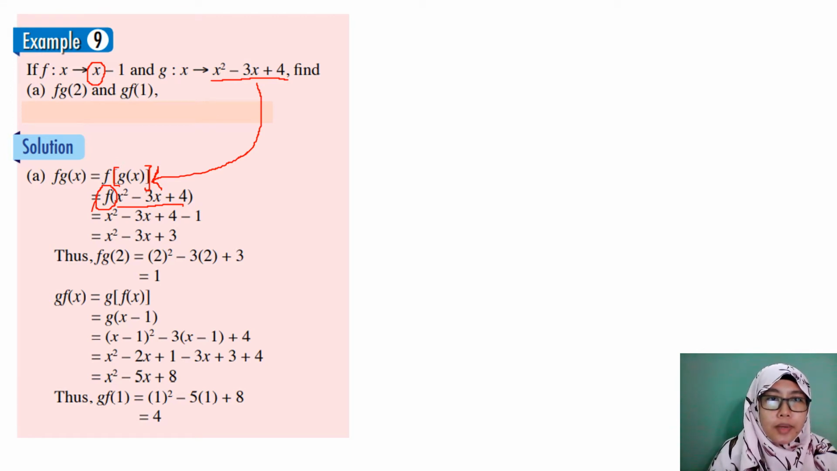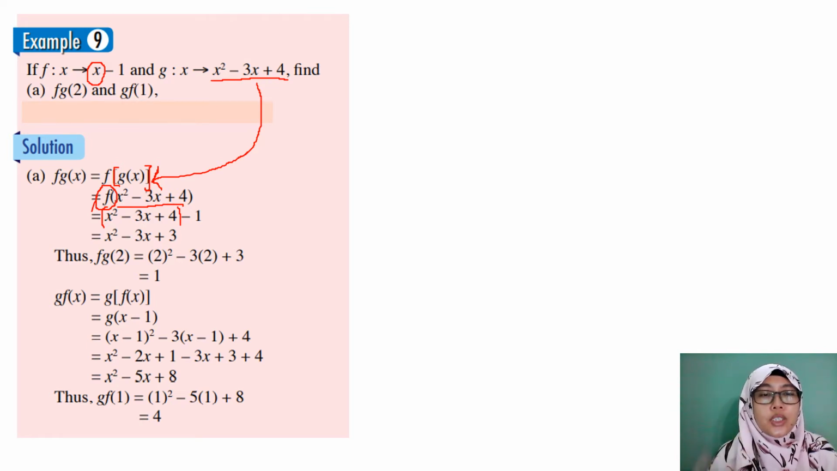Okay, so x minus 1, right? So all of this is actually x. The x I replace with x squared minus 3x plus 4, and then minus 1 I will carry forward. That's the way. Okay, so after that we need to simplify: x squared minus 3x plus 3. So this is the function for f(g(x)), x squared minus 3x plus 3.